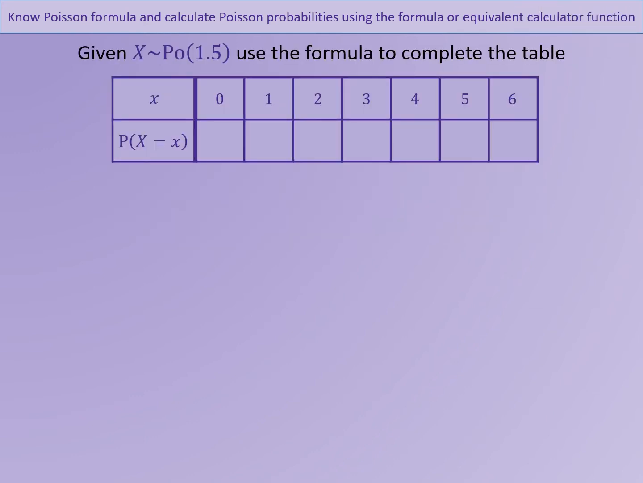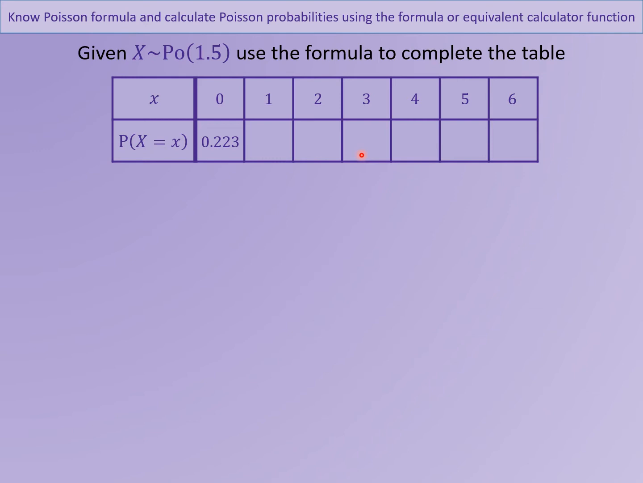We're going to use this formula to complete the table. So we're given that X has a Poisson distribution with a rate of 1.5, and we're going to calculate the probability of the event occurring 0, 1, 2, 3, and so on times in that time period. So substituting x equals 0 into the formula and lambda equals 1.5, we get 0.223.